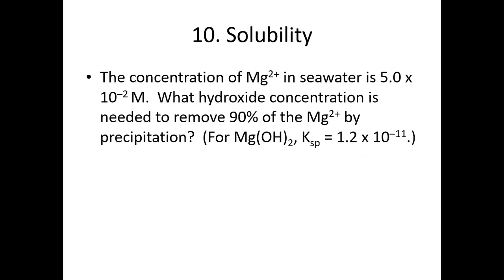And I think this is the last one that I have. Concentration of magnesium ions in seawater is 5 times 10 to the negative 2. What hydroxide concentration is needed to remove 90% of the magnesium by precipitation? So remember, what you're going to do here is you start with that molarity, find out what 90% of that would be, and knowing the Ksp, calculate the required concentration of hydroxide ions to form a saturated solution with that amount of magnesium ions. All right. So there we go. And those are the questions that I have in there.